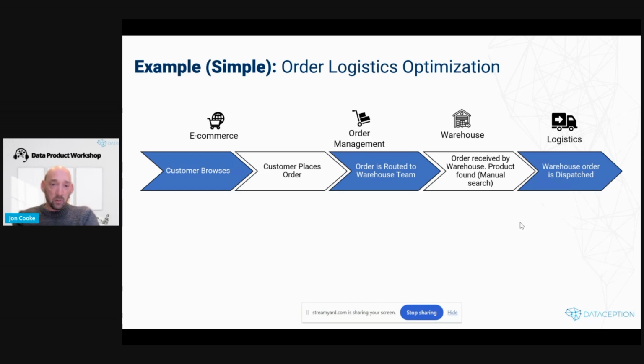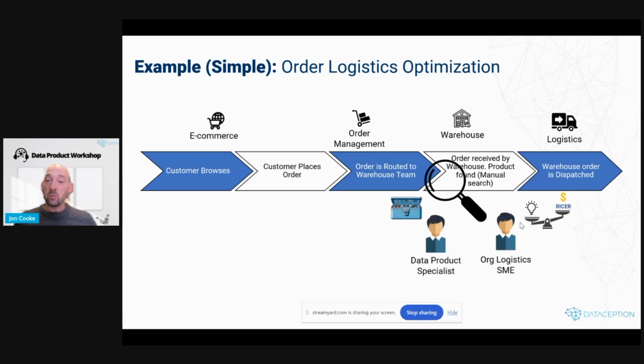We've got the e-commerce piece where the customer browses and selects the product, the customer places orders routed to the warehouse team, and orders are received by the warehouse team. And currently, the product's found, but it's manually done in the warehouse. I have seen this before with some organizations where the warehouse process isn't particularly optimal. And then once the product's found, it's obviously dispatched to the logistics team.